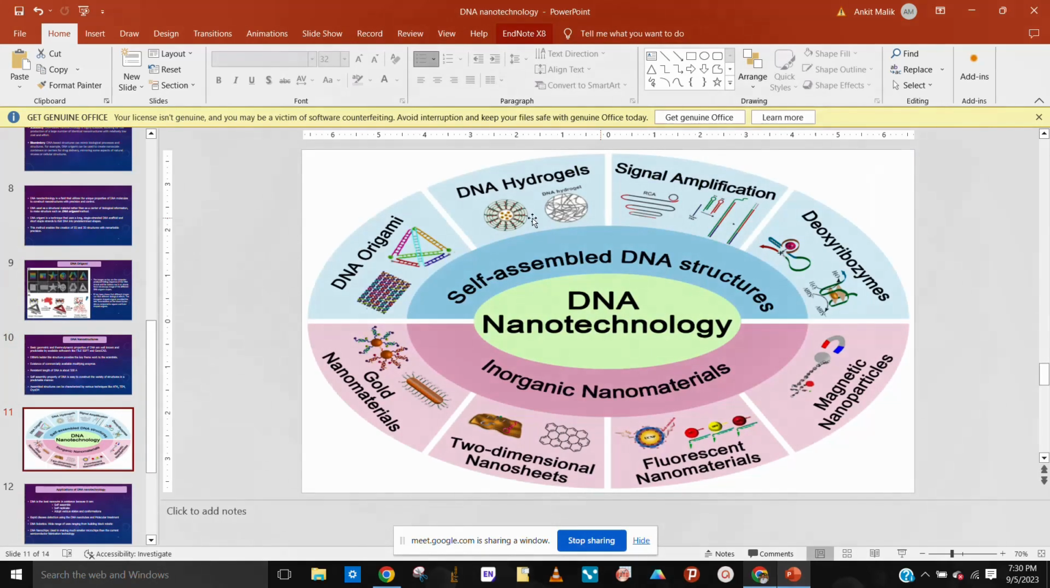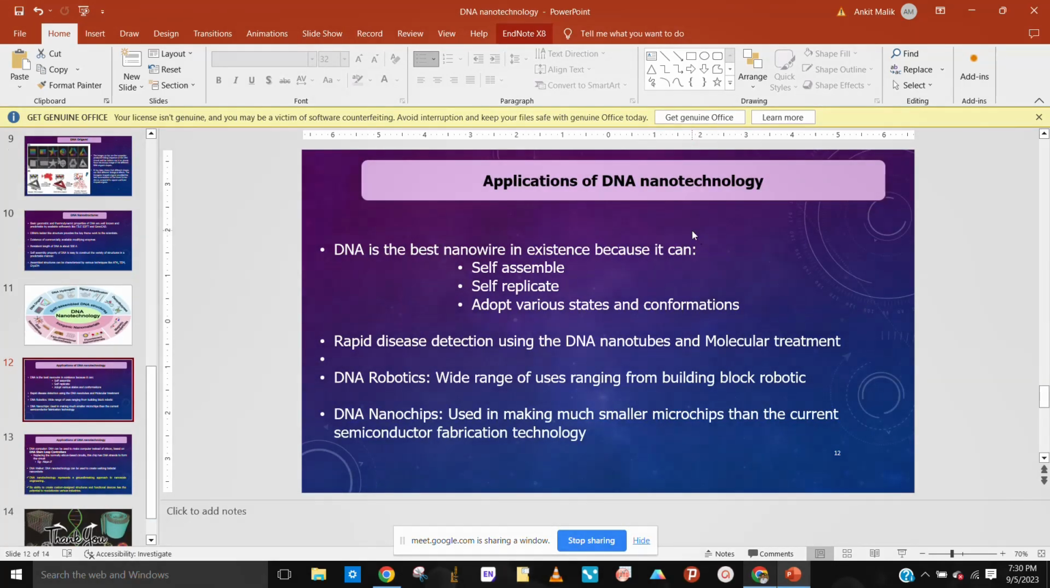Then we covered self-assembled DNA structures, DNA origami, DNA hydrogels, signal amplification, and deoxyribozymes. We have covered some applications of DNA nanotechnology, which are self-assembly and self-replication.